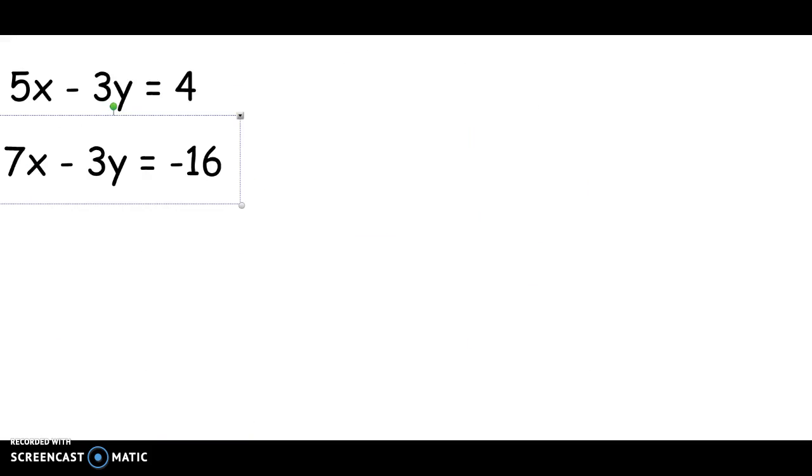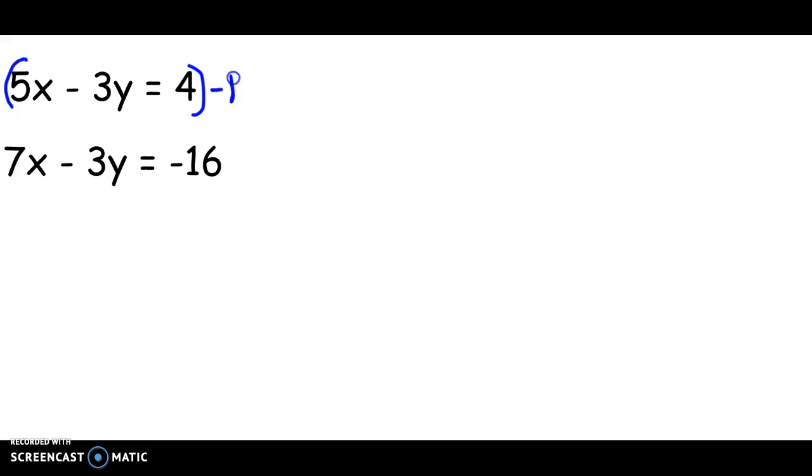Now let's look at this one. I would like you to try it first in your notes, pause the video, and then after you finish it, play the video and see if you get the right answer. So looking at these, I have positive 5 and positive 7, and negative 3 and negative 3. I'm going to change the negative 3 and negative 3 to a positive and a negative. And again, it doesn't matter which one you change it to.